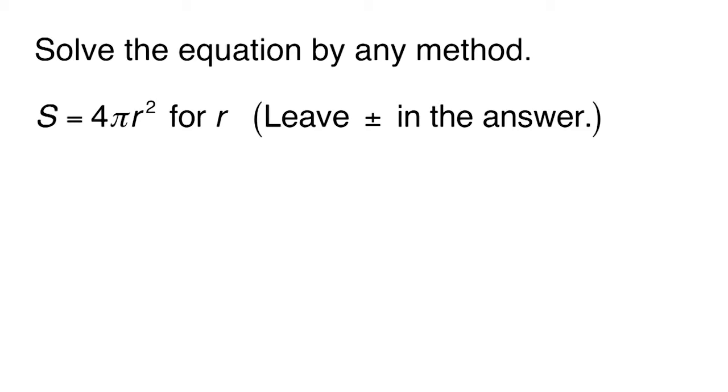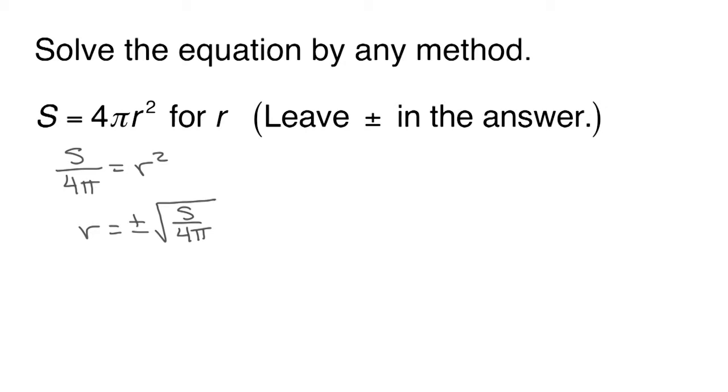We'll divide both sides of the equation by 4 pi. So we have s divided by 4 pi is equal to r squared. Now by the square root property, this tells us that r is equal to plus or minus the square root of s divided by 4 pi.